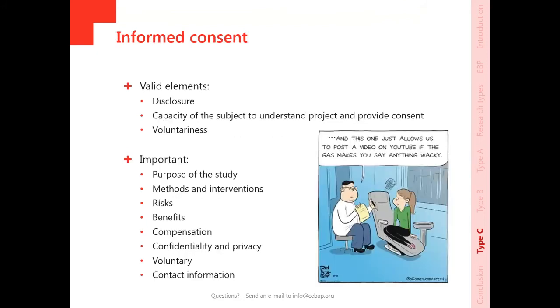Another important element of doing research is the informed consent. The valid elements relate to disclosure, capacity of the subject to understand the project and to provide consent, and voluntariness. It's important to describe within the informed consent the purpose of the study, the methods and interventions, the risks and benefits. Maybe there will be a financial compensation, confidentiality and privacy, voluntariness, and you should also provide your own contact information should they have follow-up questions.